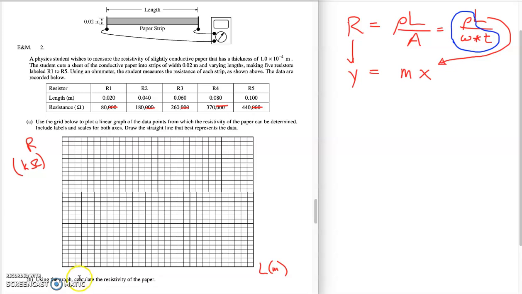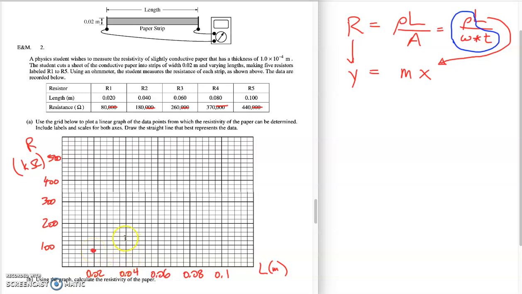And we're going to need our scale. Let's do 0.02, 0.04, 0.06, 0.08, 0.1. That'll get everybody going across. And then this will be 100, 200, 300, 400, 500. Yeah, that'll work. So we're going to go over to 0.2 and up to 80.